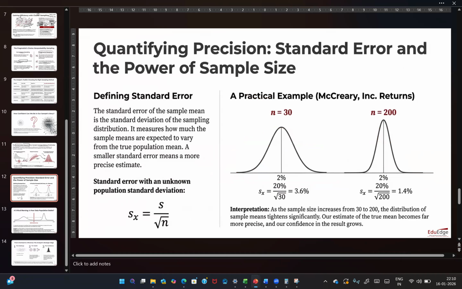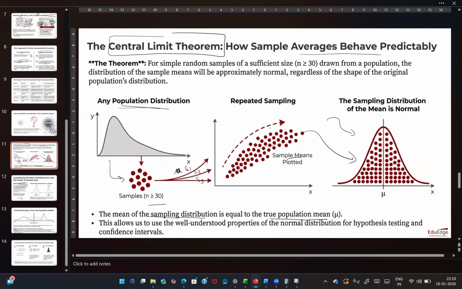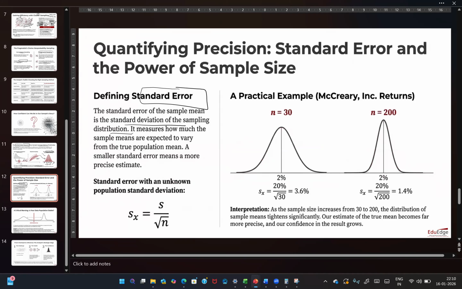There's a very important term called standard error. What is standard error? Standard error is nothing but the standard deviation of the sampling distribution. This distribution which we got of the sample means, can I say this is the sampling distribution, the distribution of sample means plotted on the x-axis. The standard deviation of this sampling distribution is called the standard error. That's the definition of standard error, and it is given by this expression.